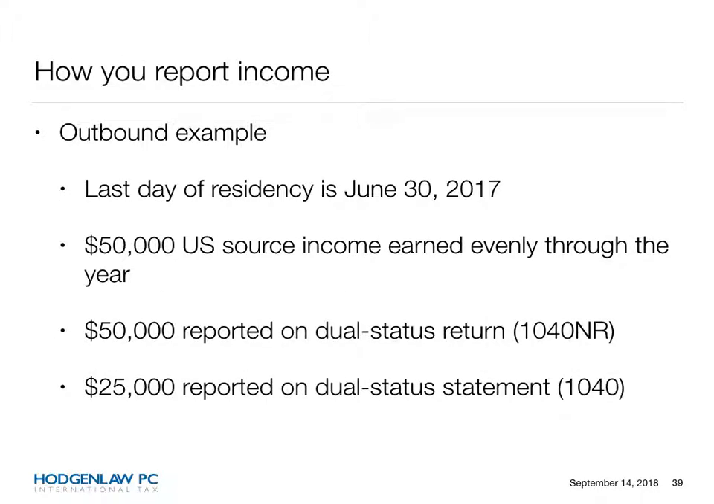To help explain how income is reported on the dual status return and dual status statement, here's an outbound example. Let's say your last day of US residency is June 30th, 2017. So for the first half of the year, you're a US resident, and the second half, you're not. You had 50K of US source income that was earned evenly throughout the year. On the dual status return, you would report the total US source income for the year, so the full 50K, while on the dual status statement, you would report income from just the first half of the year, so 25K.